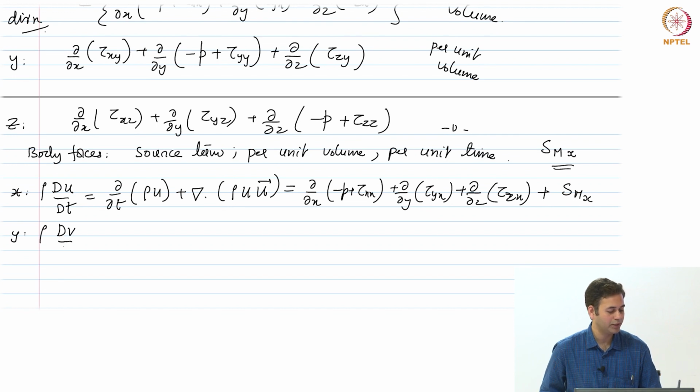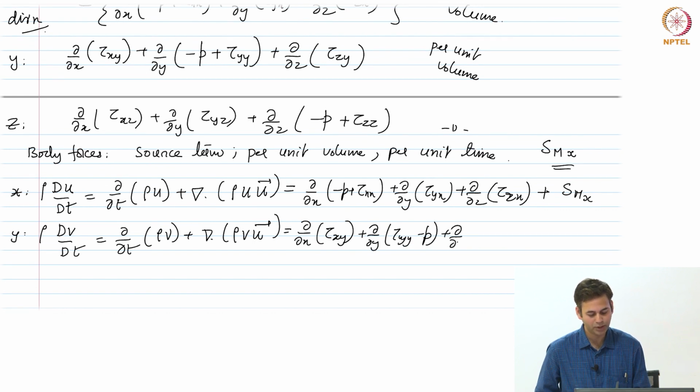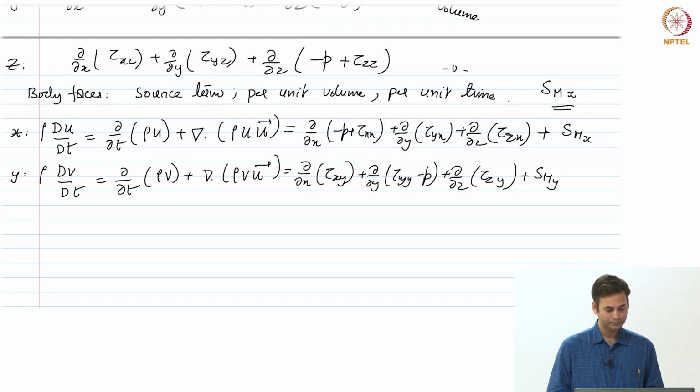Similarly, in the y direction we have rho Dv/Dt equals partial t rho v plus del dot rho v u bar, equals partial x tau xy plus partial y of minus p plus tau yy plus partial z tau zy, right. That is what we have, plus S_my, okay. Of course, you can also write the z momentum equation, okay. I would leave for you to complete later, okay.